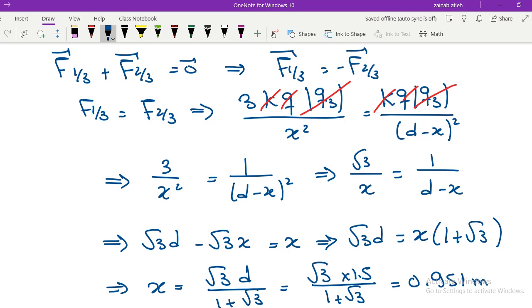So at this point, okay, at this x, I have equilibrium for Q3.